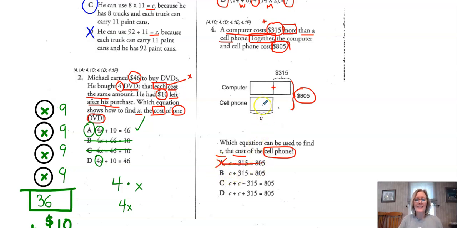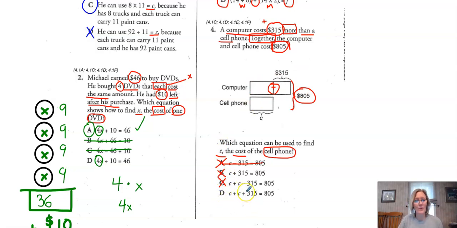Let's look at B. If I took C, which is the cost of the cell phone, and I added $315 to it, would it equal 805? Not the cost of the cell phone. No, that can't work. What if I took 2 cell phones and then subtracted $315? That doesn't even make sense. That wouldn't give us the cost of a cell phone because we'd be saying cell phone plus cell phone minus 315. No, that's not going to give me the cost of the cell phone. I'm not ever doing any subtracting up here according to my picture anyway.